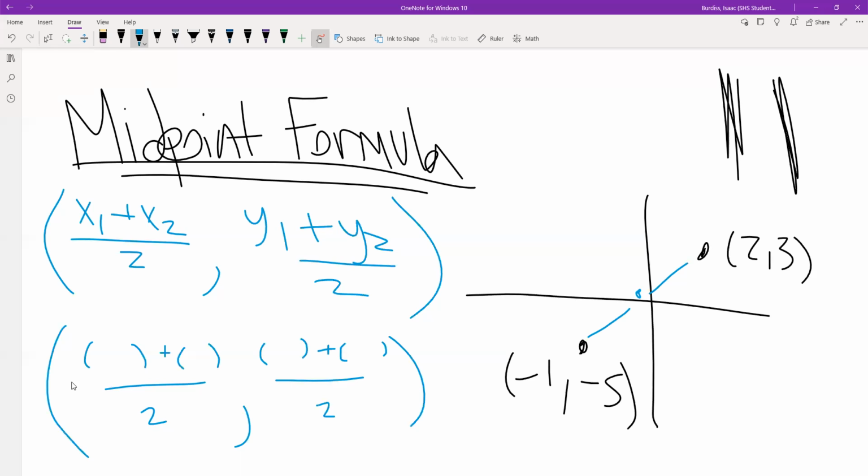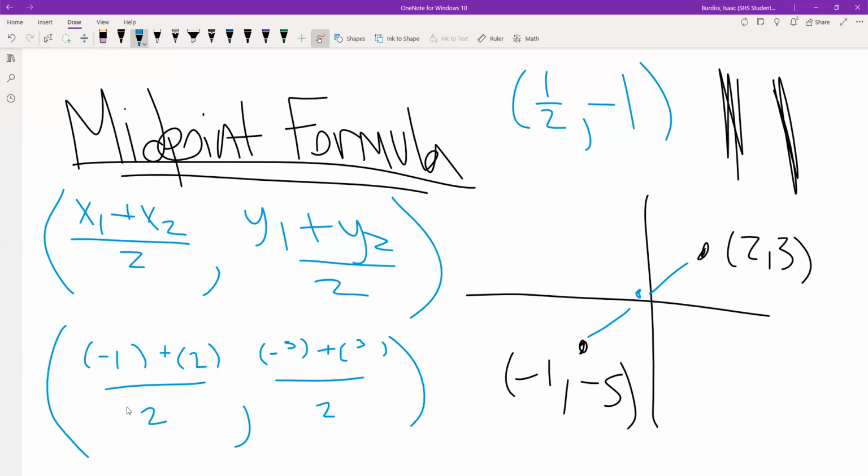Okay, so the first x is -1, the second is 2. The first y is -5, the second is 3. So -1 plus 2 is 1, so 1/2 is the x coordinate. And then -5 plus 3 is -2, divided by 2 is -1. So it would be (1/2, -1).